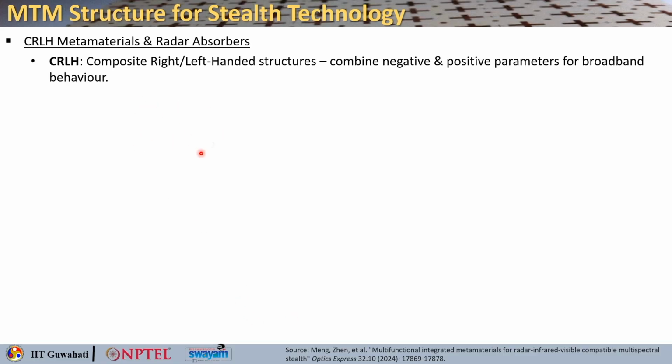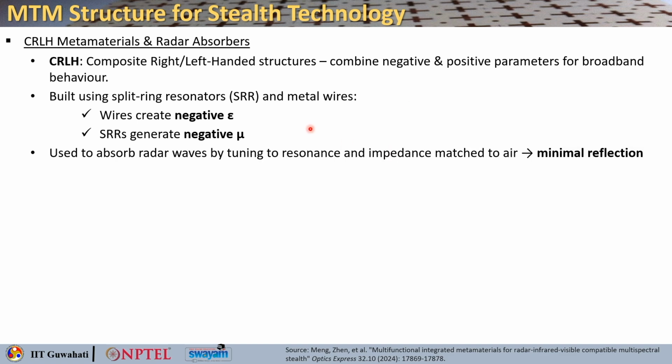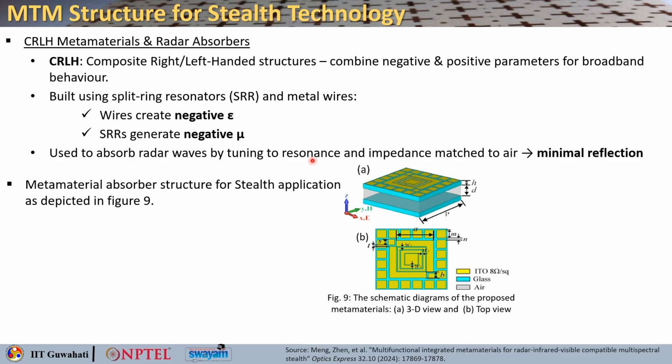Here we'll show one particular example of a composite left-right handed structure that combines negative and positive parameters for broadband behavior. This can be built using split ring resonators and metal wires. The wire array can give you negative permittivity and split ring resonators can give you negative permeability, which you have already seen. So this can be used to absorb radar waves by tuning to the resonance and matching the impedance to the air, making sure that you get minimal reflection of the radio waves coming from the radar.